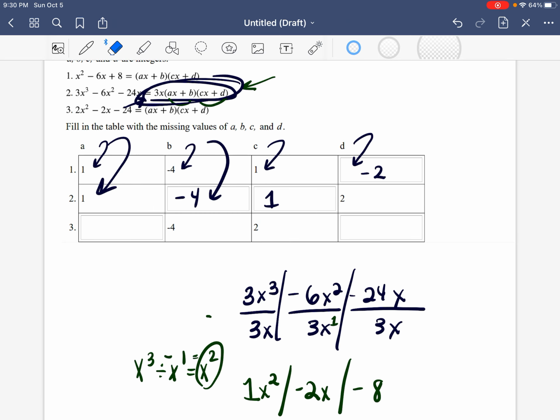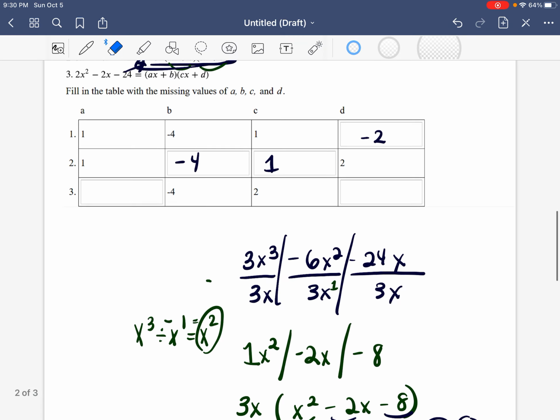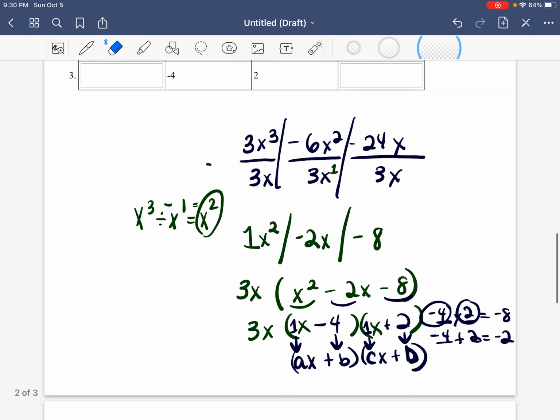So we're starting to fill in our box. So we now have the first row and the second row filled in. So let's go ahead and see about filling in this third row.